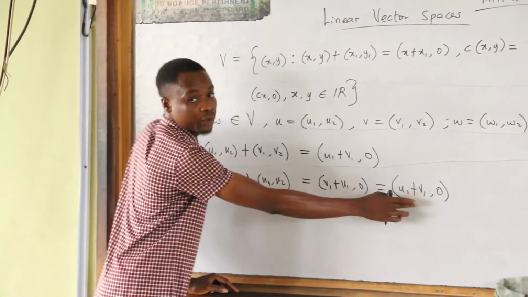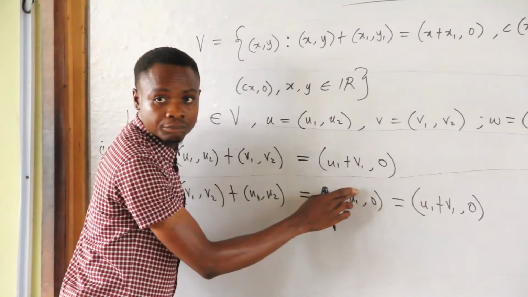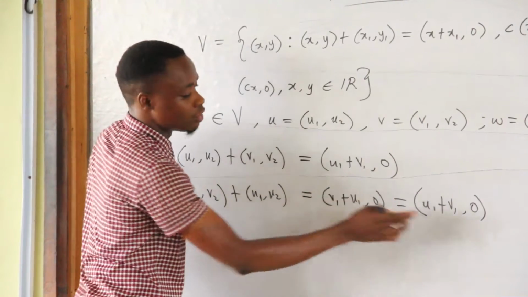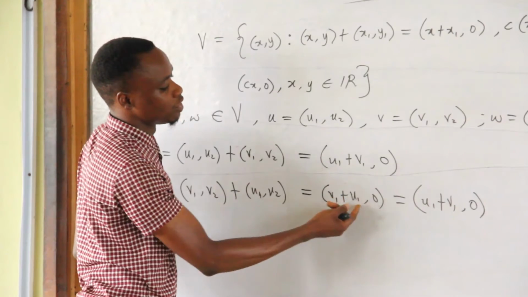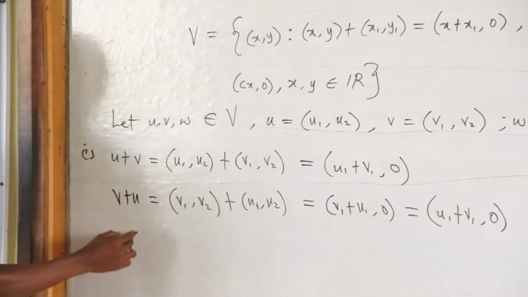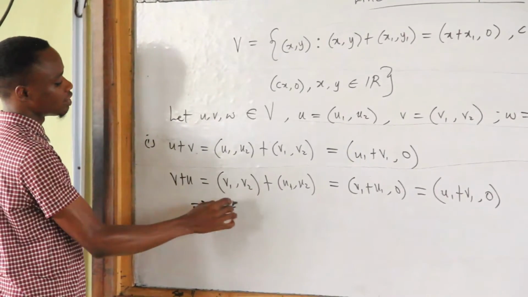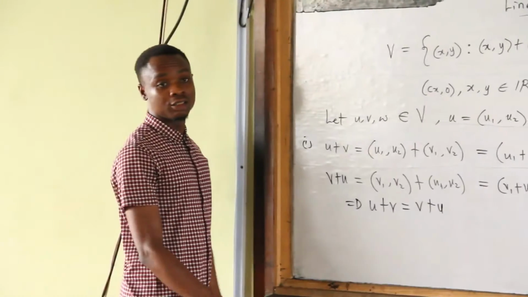Why am I writing it this way? I want to establish that it is the same thing as this one. Is it clear? I want to see that it is actually the same thing as this. That's why I'm expressing it this way, because V1 plus U1 is the same thing as U1 plus V1. Does that make sense to you? So obviously, U plus V is equal to V plus U. Do you understand that?